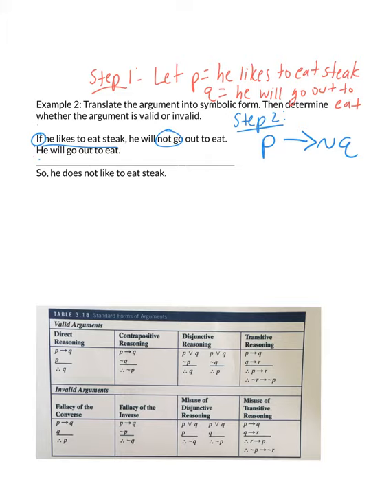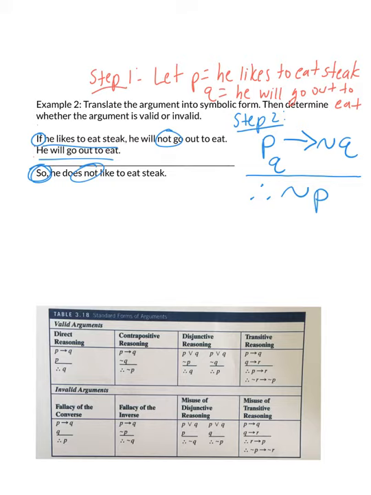Second sentence, he will go out to eat, which is letter Q. And then we always draw that bar, even if the question doesn't have the bar. I know this one does, but even if it doesn't, we always draw that bar before the third sentence. We see the word so. It means the same as therefore. So, therefore, consequently, we always draw the 3 dots in the triangle shape in front of the third sentence, the conclusion. So is it a logical conclusion that he does not like to eat steak? So not means we need the squiggle. Eat steak was P. So therefore, squiggle P, negation P.